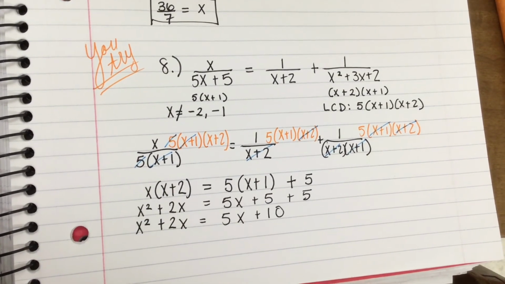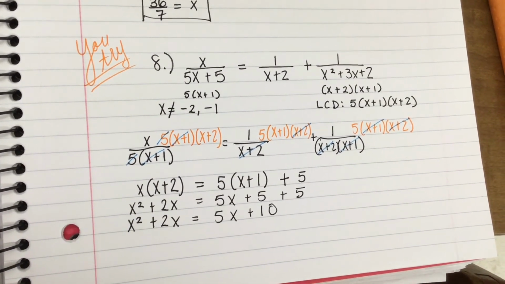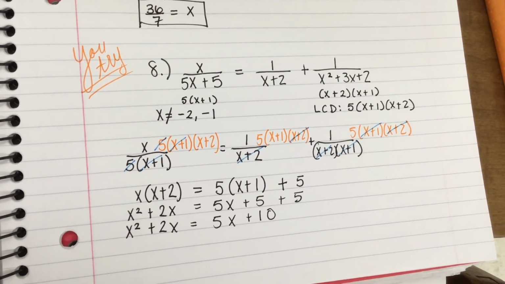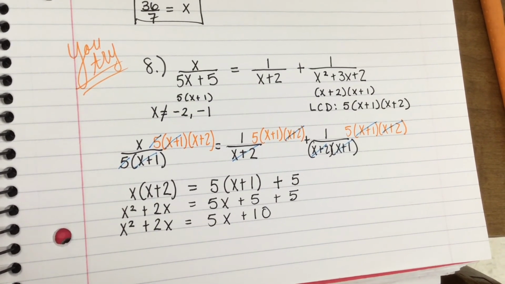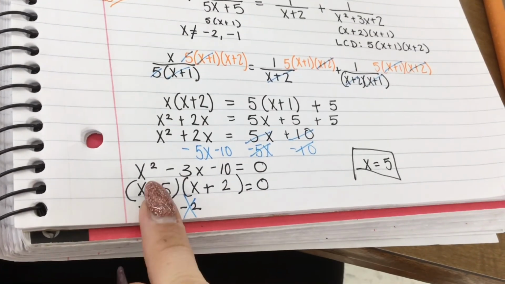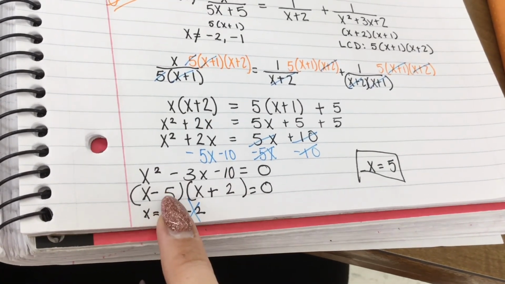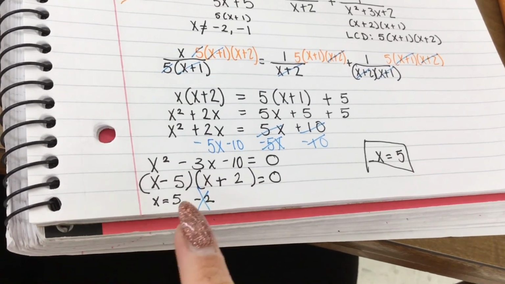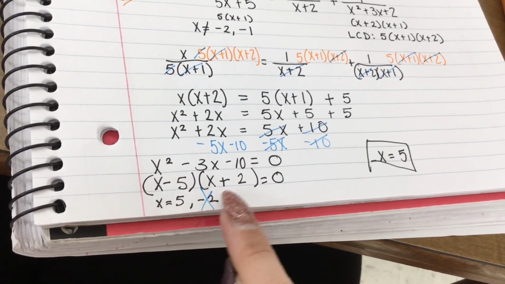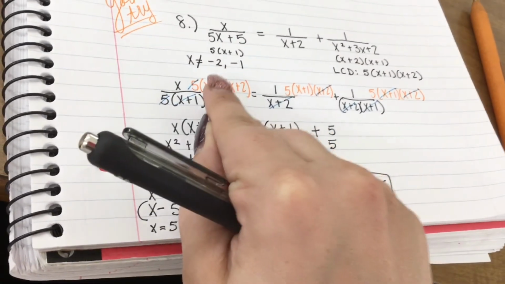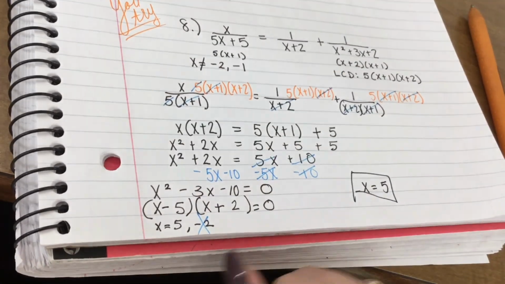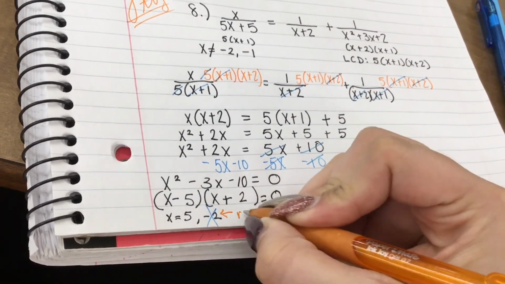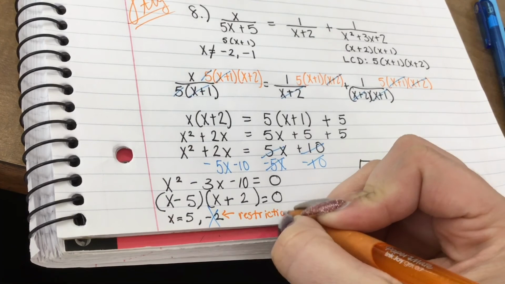I'm solving for x. I end up with a quadratic, so I need to get everything moved onto one side, and I need this equal to 0, where I can factor and I can set both of those factors equal to 0. This factors into x minus 5, x plus 2, because negative 5 plus 2 is negative 3, and negative 5 times 2 is negative 10. So I notice that one of my answers is a restriction of negative 2. So the only answer that is valid here is x equals 5.